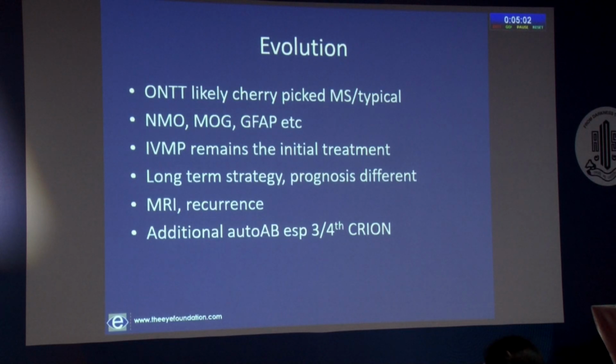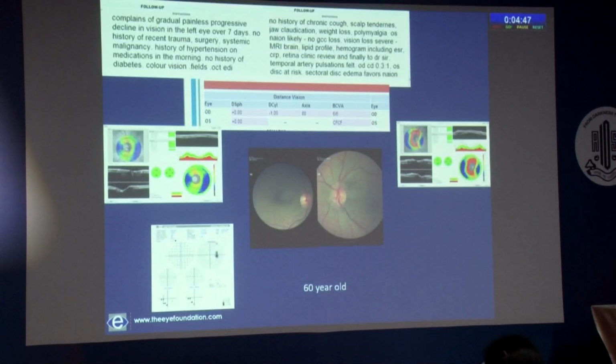An MRI is required to prognosticate as well as to predict the chance of recurrence. And a number of additional antibodies are waiting to be discovered, especially in a quarter of the cases. We still do not have an autoantibody that could pinpoint the diagnosis.